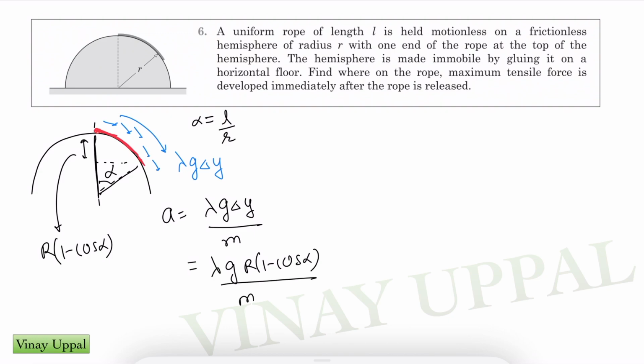And total mass would be lambda into L. G into 1 minus cos alpha divided by alpha. I have just substituted L by R as alpha. I'll substitute alpha back in the end. So this is my acceleration.